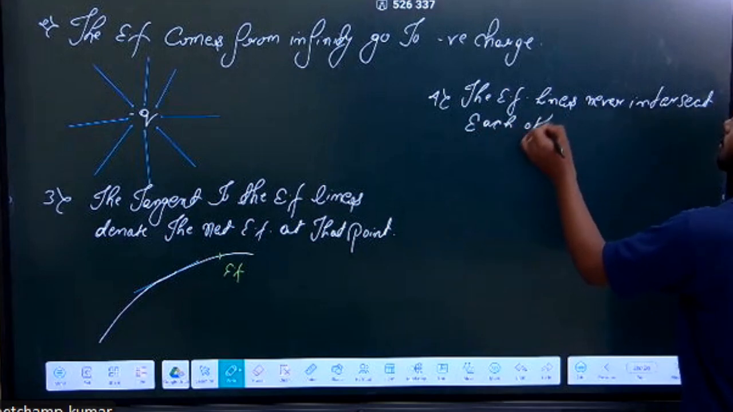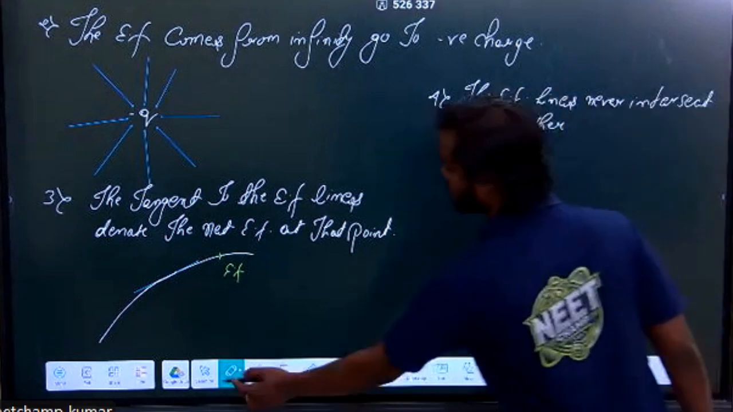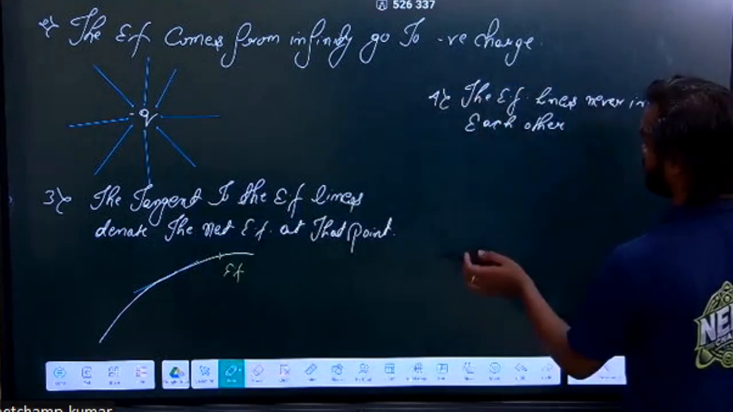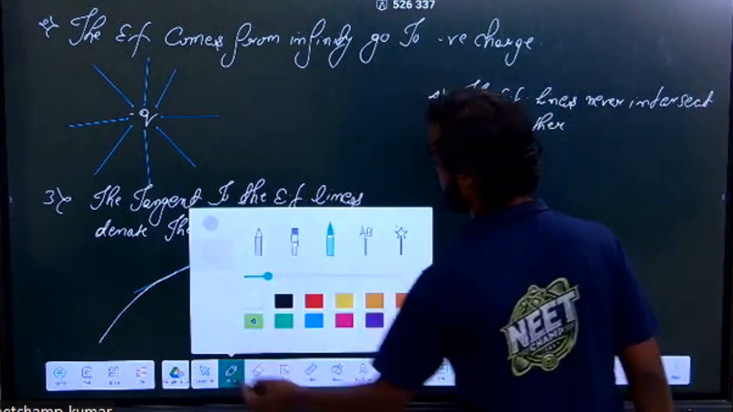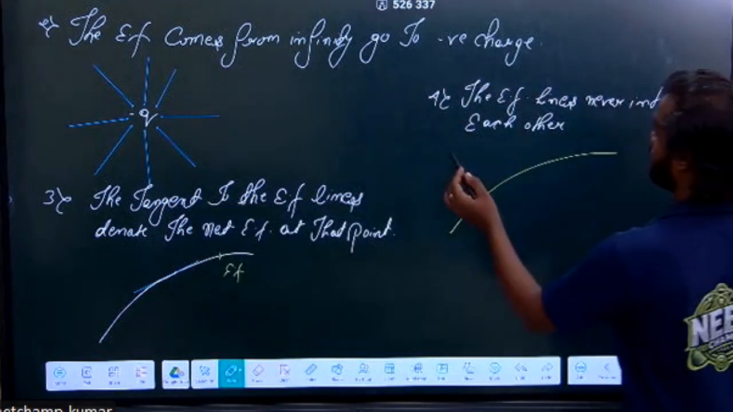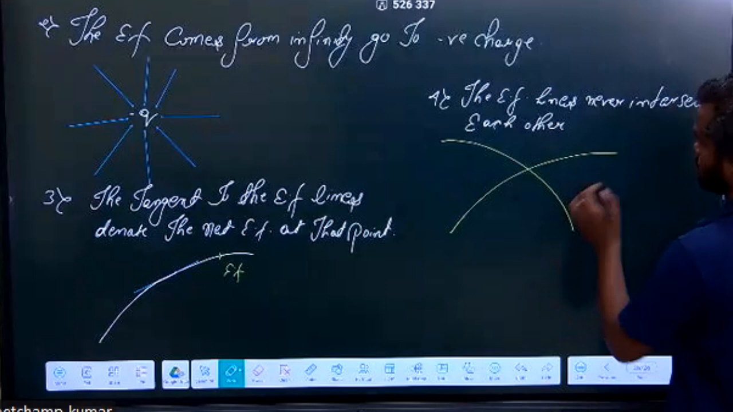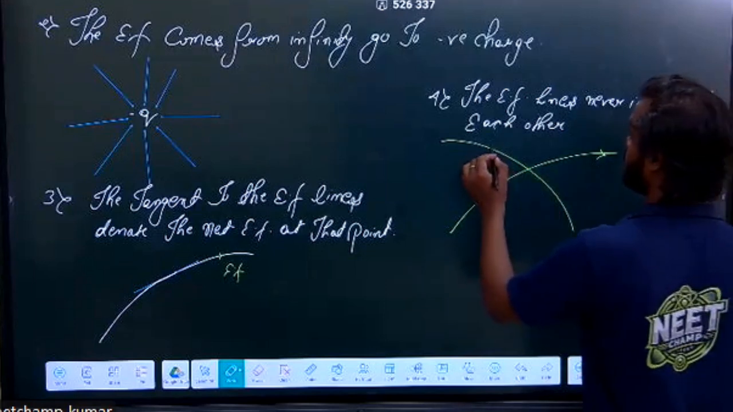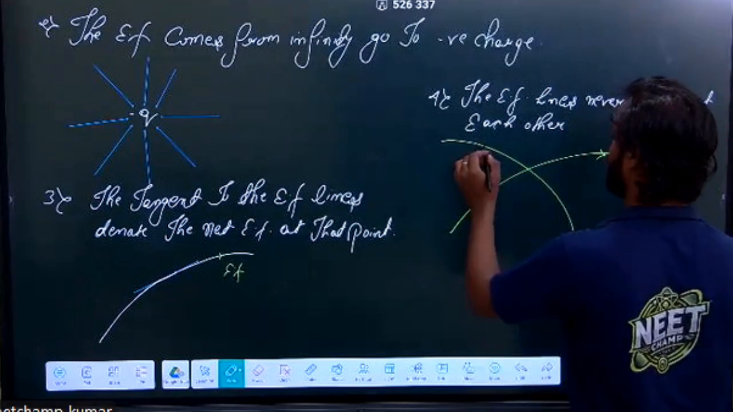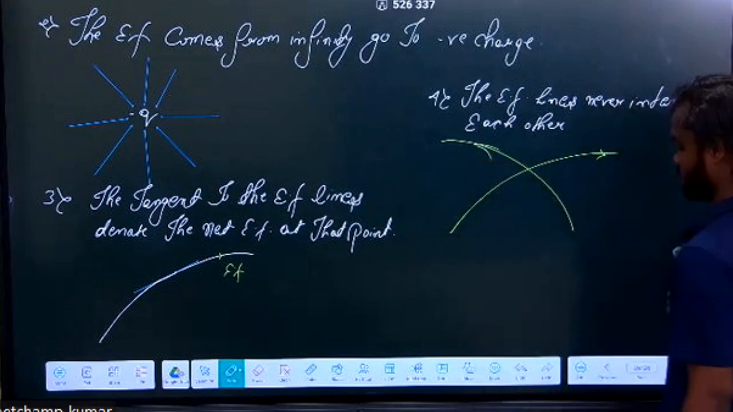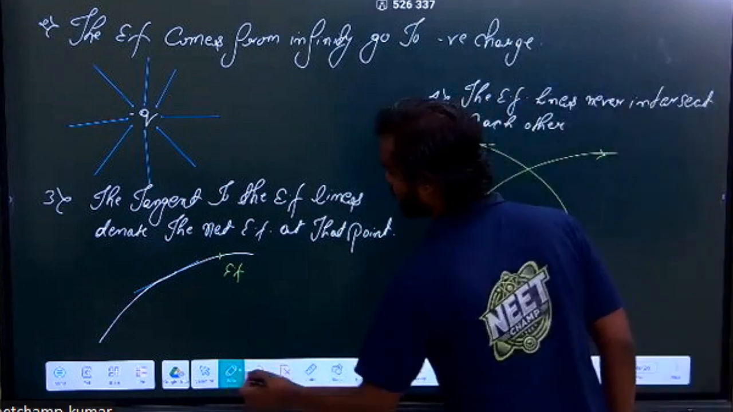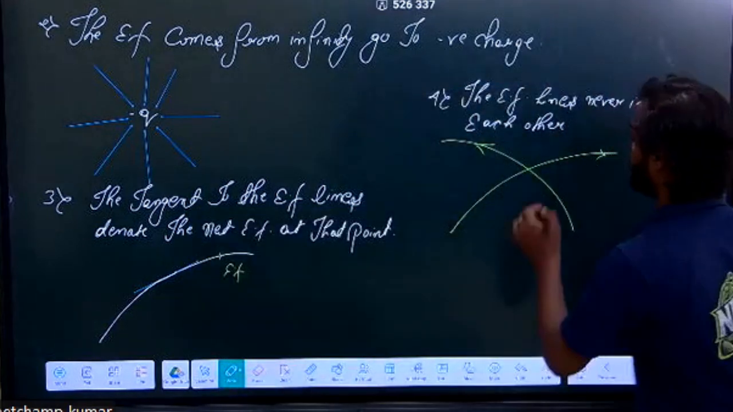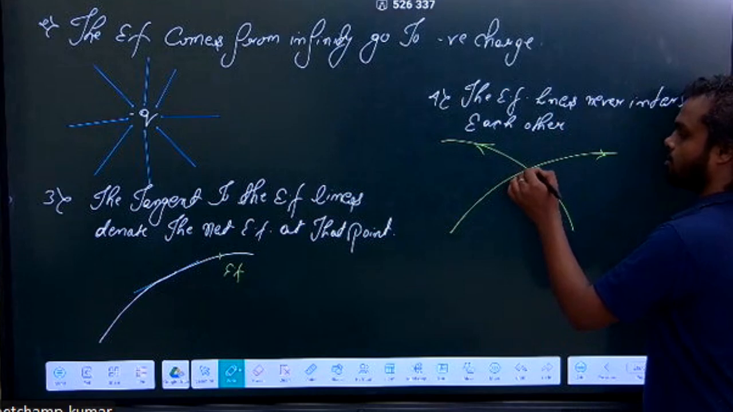What I am trying to say is, suppose there is one electric field line like this, and another electric field line like this. They will not intersect each other. Why is it like this? What is the reason? Because suppose they intersect, they will intersect at this point. This is the point of intersection.